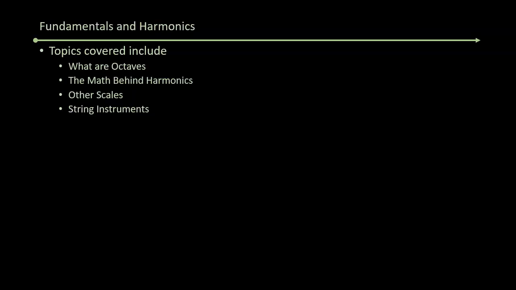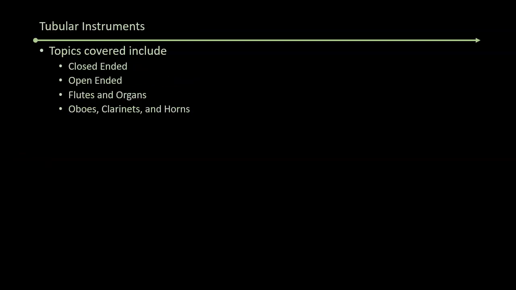Fundamentals of harmonics, what are octaves? The math behind harmonics. There are other scales out there, but they share some things in common with our scales because of the math behind our harmonics. And we're going to look at string instruments. String instruments are one of our more straightforward instruments. Then we're going to look at tubular instruments, which come in 2 major varieties, close-ended and open-ended. Open-ended flutes and organs, closed-ended oboes, clarinets, horns, things like that.